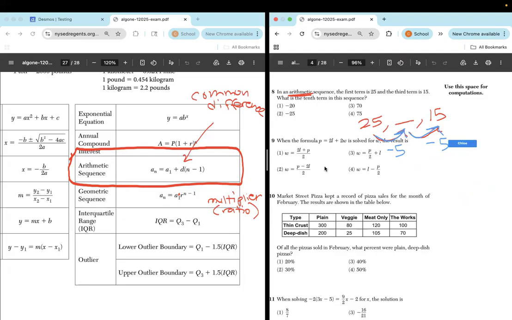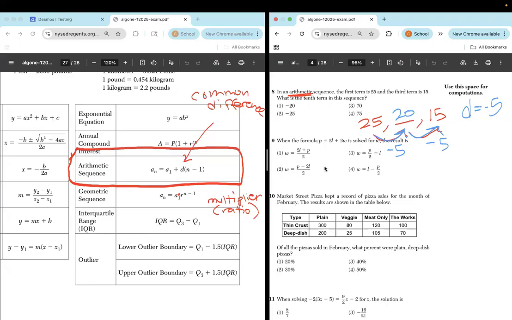And let's test it out. 25 minus 5, I get 20. And 20 minus 5, I get 15. So my common difference is going to be negative 5. I'm going to write d equals negative 5. Now, at this point, you could list out the terms until you get to the 10th term. Just keep subtracting 5. But I also want to show you how to use the formula in case the question said, what is the 50th term or the 100th term, and you don't want to list them all out.